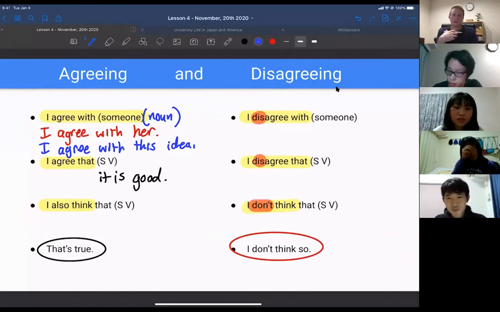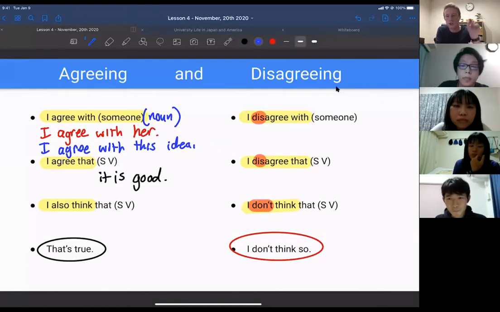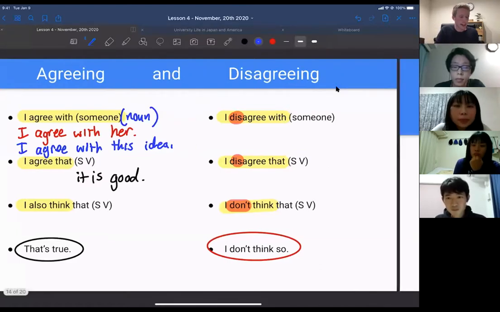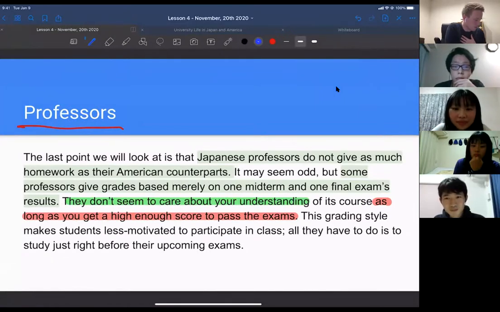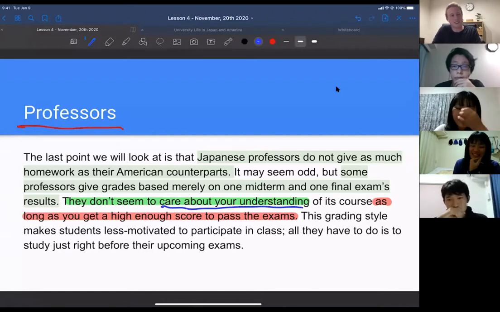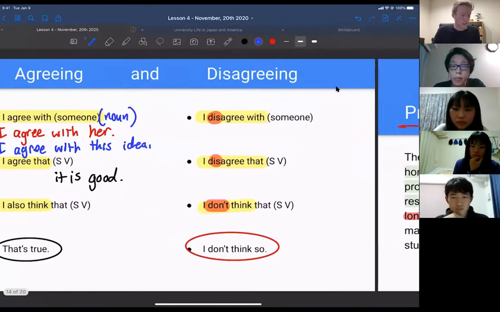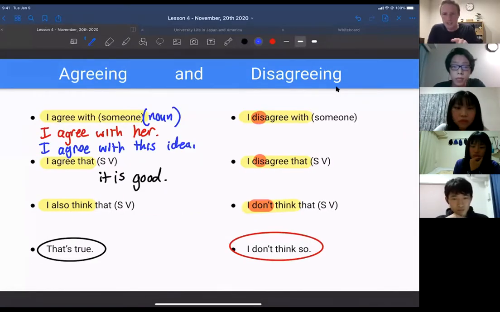Yeah. Of course, I don't know about Japanese professors, but this is also true a little bit in America, depending on the professor. Tests are very important, but I think it's more important in Japan. Tests are the most important thing. So, yeah, I hope that professors care about your understanding. I hope so. But I think maybe they think if you pass the exam, you must understand the material. So if you want to disagree, first, does anybody disagree?